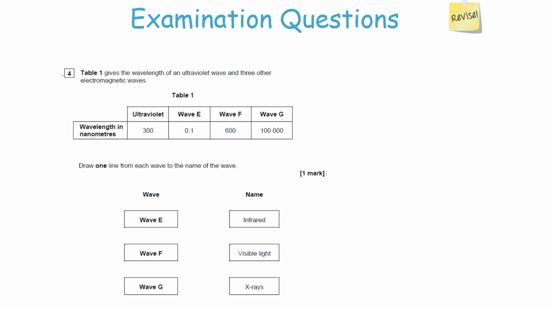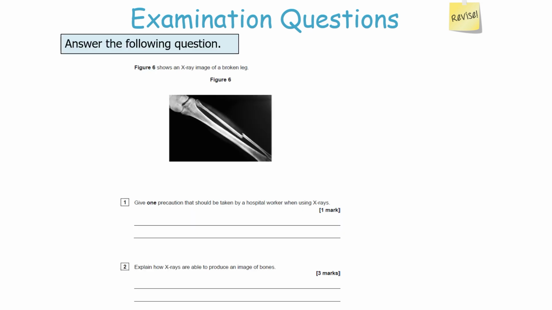So we look on here and we've got wave E, wave F, and wave G. So what we know is that wave E is going to be an extremely short wavelength, which is going to be X-rays because they're very high frequency. Wave F is going to be visible light because it's 600 nanometers, and it's very important you remember that 600 nanometers is visible light. And then finally wave G is going to be infrared because it's the longest wavelength there.